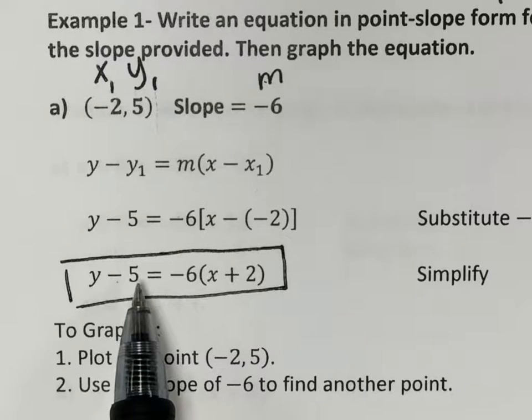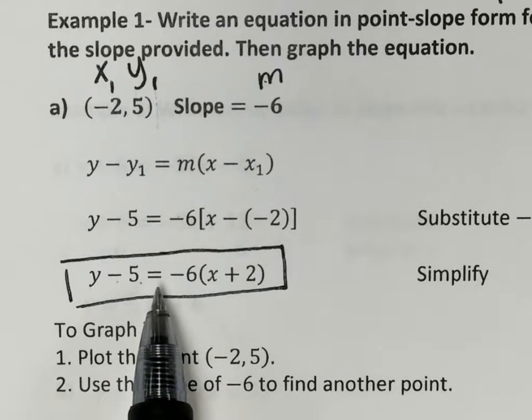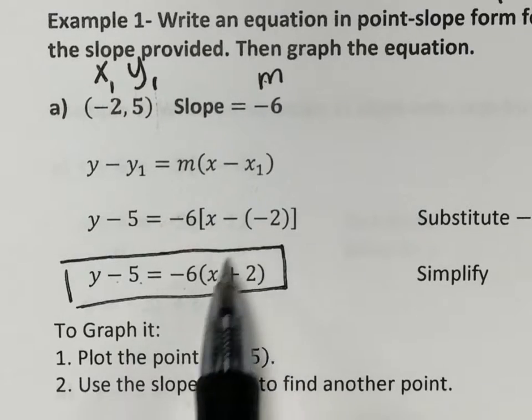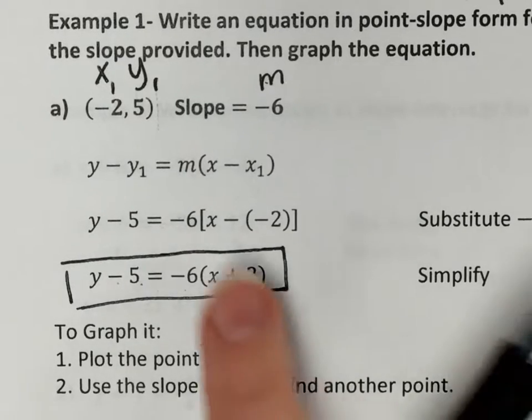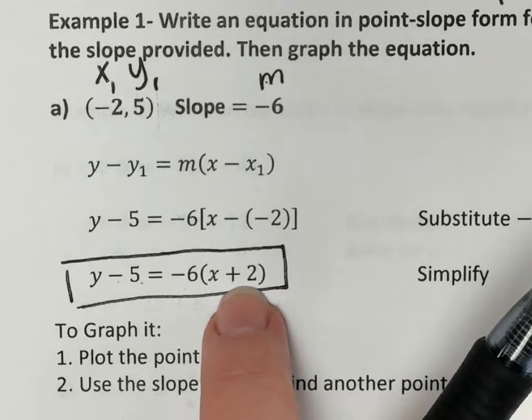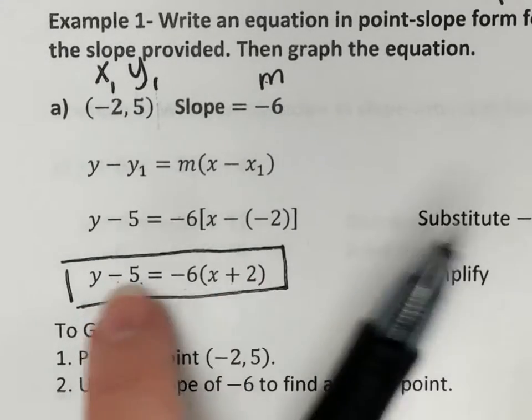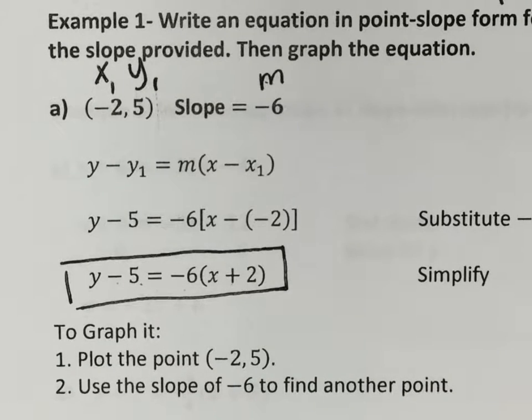Y minus the y value it gives us is equal to the slope it gives us times x minus whatever x value it gives us. Okay, the hardest part about point slope form is having to pull the point back out, since there are minuses in the formula. Okay, and we'll talk about that in a little bit.